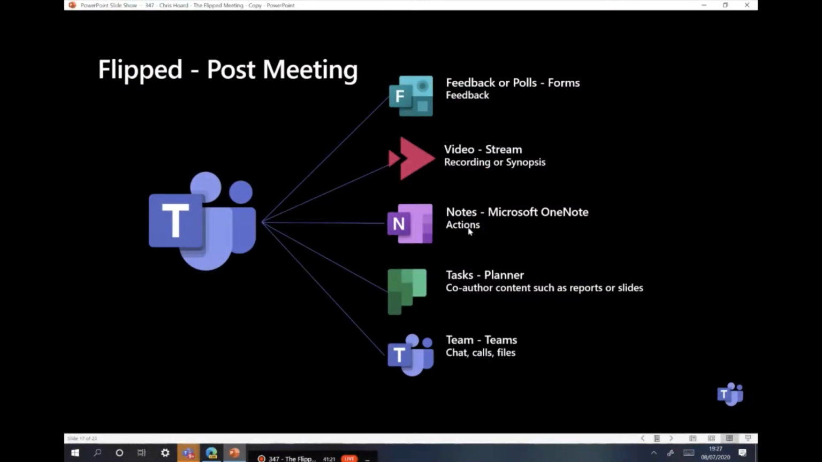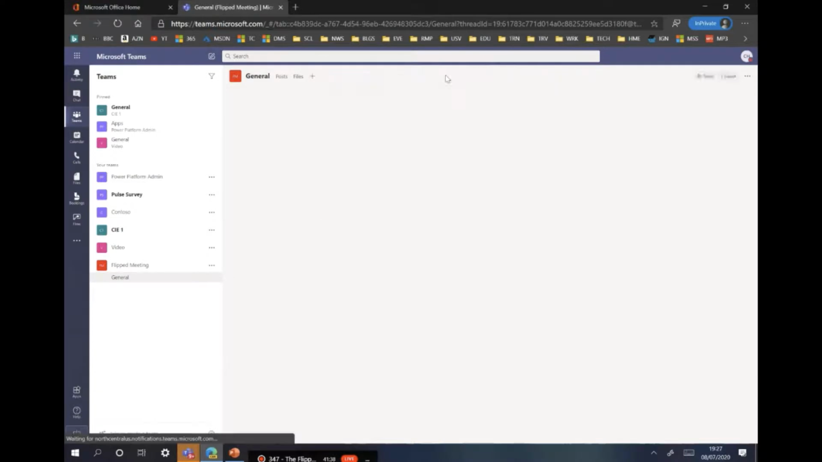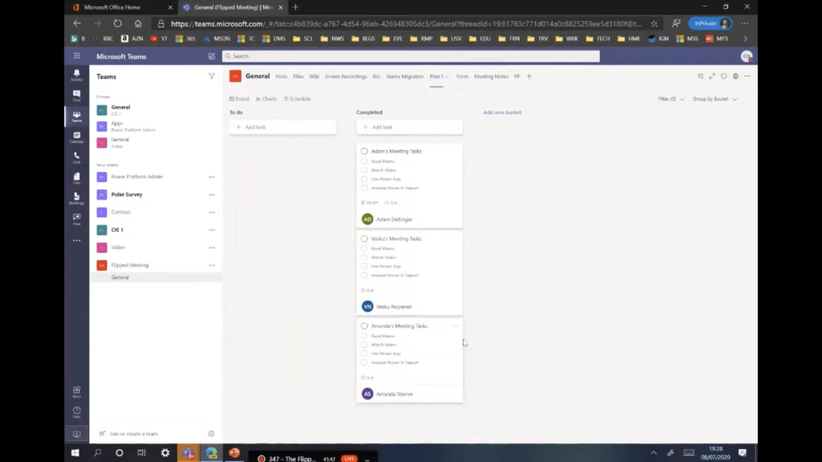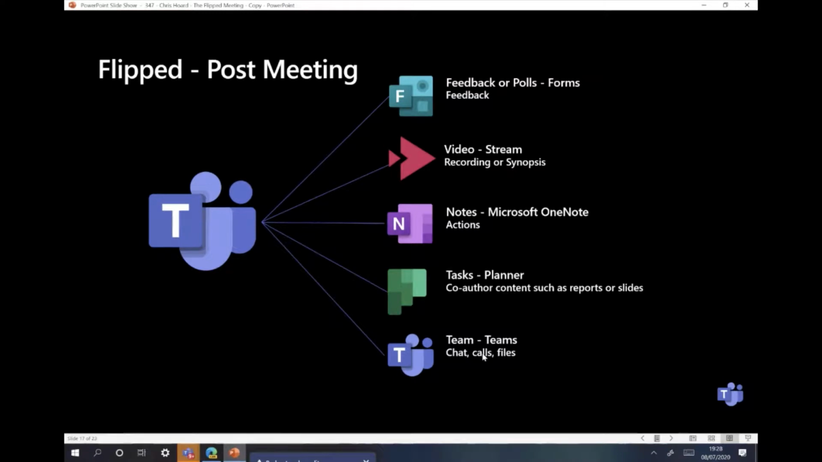Again, we have OneNote to be able to put those actions together. We can use Planner, as we did in the pre-meeting, to have follow-up tasks that people have to actually act on. So I would come back into my Planner, and once those tasks had been completed, if Adam, for example, in my team, and Vesku and Amanda had come, we would then start to create some more tasks. And then we have Teams itself.